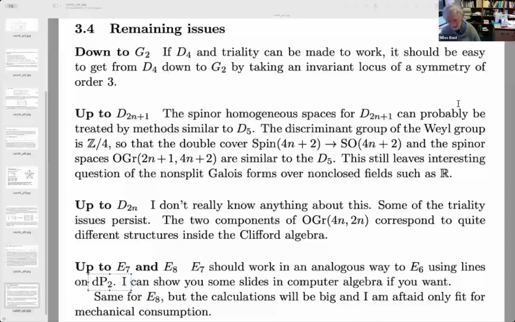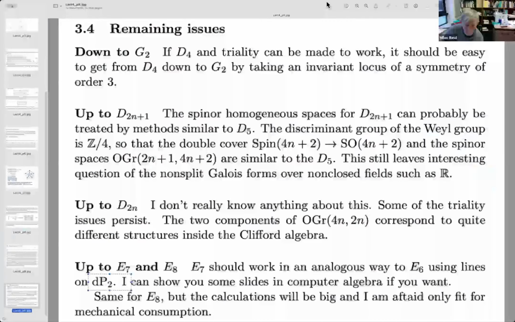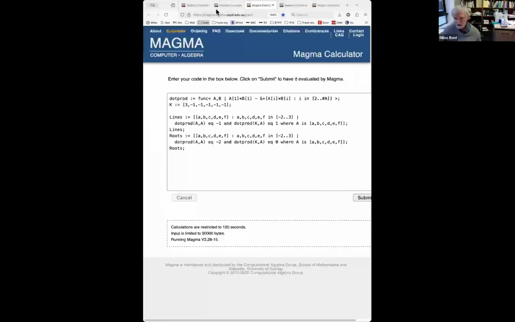So it's slightly too big to do quickly. I'll show you quickly how I generated the lines. Can you see this screen? Computer algebra, as I'm moving about? Yes, I can see it. Okay.